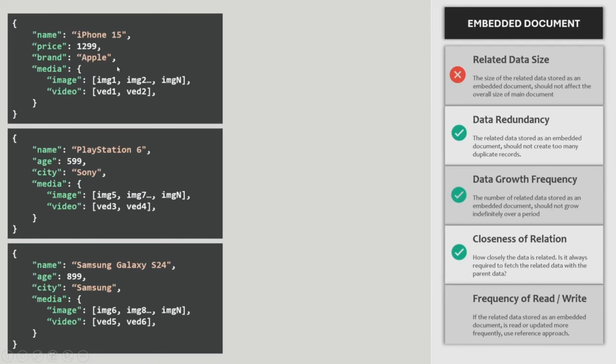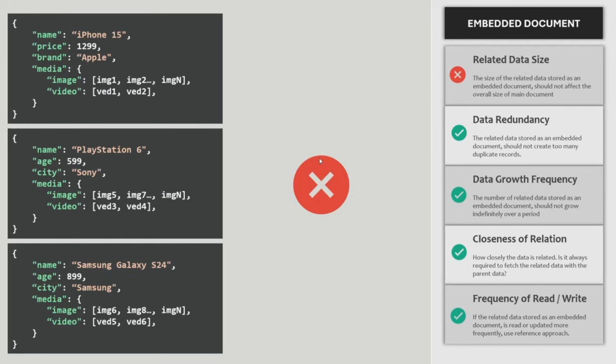And again, as I said, once the media is created for the product, once its images and product videos are uploaded, we are very rarely going to change it. So the frequency of read and write of the media document is also very low. In that regard also, the embedded document approach is fine. But the only problem here is the embedded document data size. This media document, since it is going to be large, can affect the overall product document size. And that's why here, the embedded document approach is not recommended.